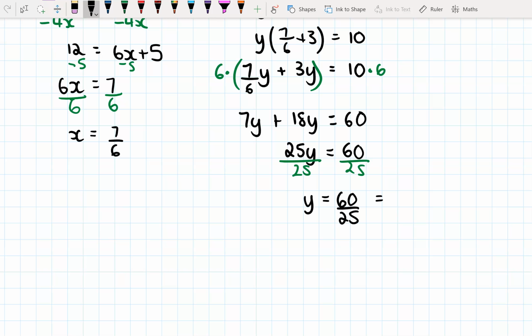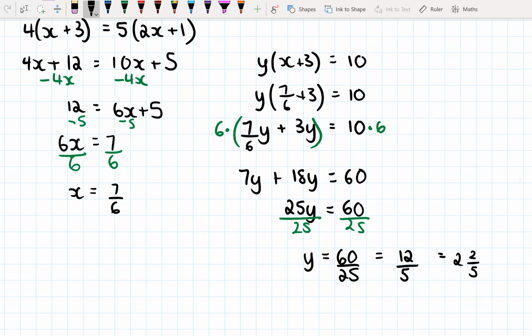Now in this case you do need to simplify because this is not the smallest ratio that we can have here. Okay, both of these can be divided by 5. 60 divided by 5 is 12, and 25 divided by 5 is 5. You can either leave it like this, or if it's in a context where you need to find a length or something, then you should convert it, in which case you have 2 and 2/5. Okay, but I do not want to see any of these written as decimals.